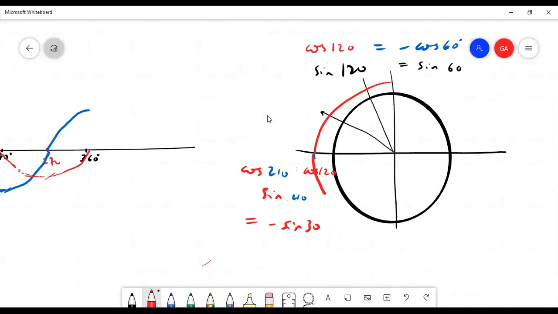The way we found all these values past 90 was we created our own triangles, right? We created our own sort of 30, 60, 90 triangles, our own 45, 45, 90 triangles.